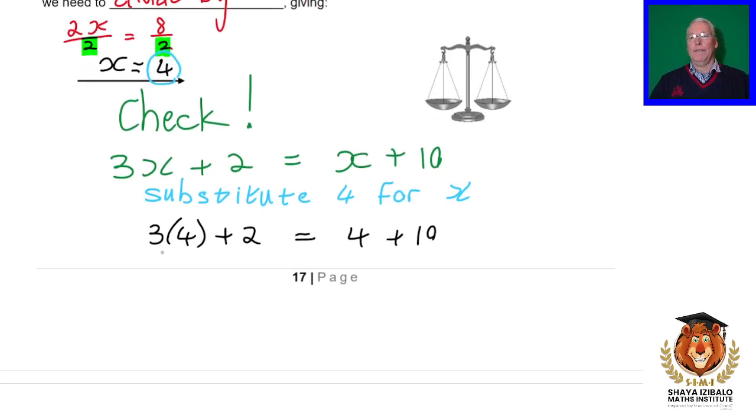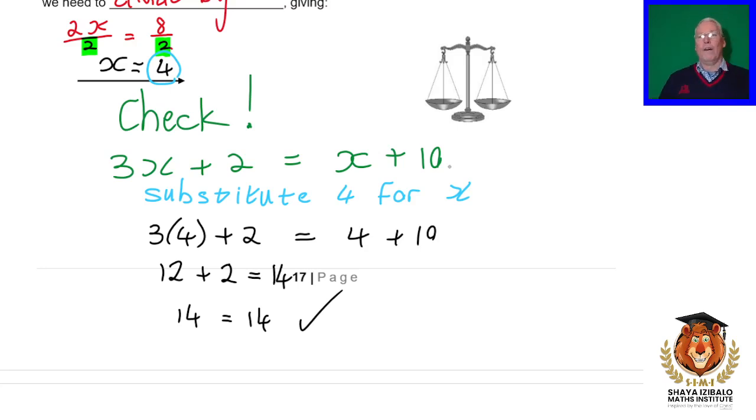Now, on this side, we've got 12 plus 2. On this side, we've got 14. And 12 plus 2, we've got 14 equals 14. Halala, it works. 4 is the number that makes this equation work.